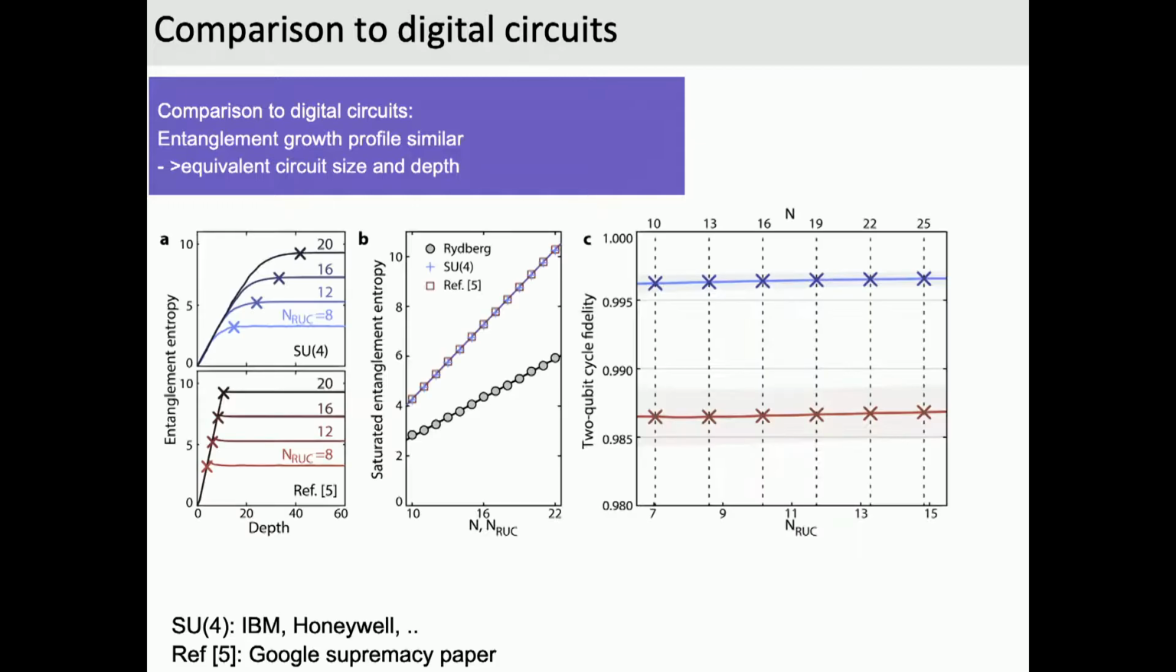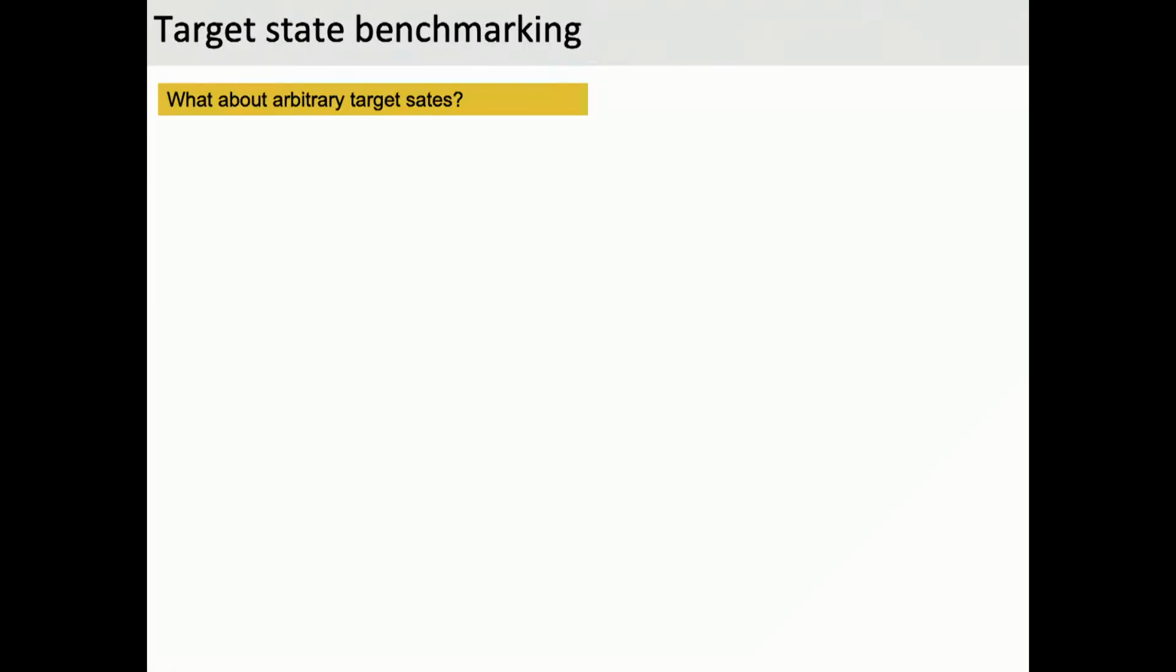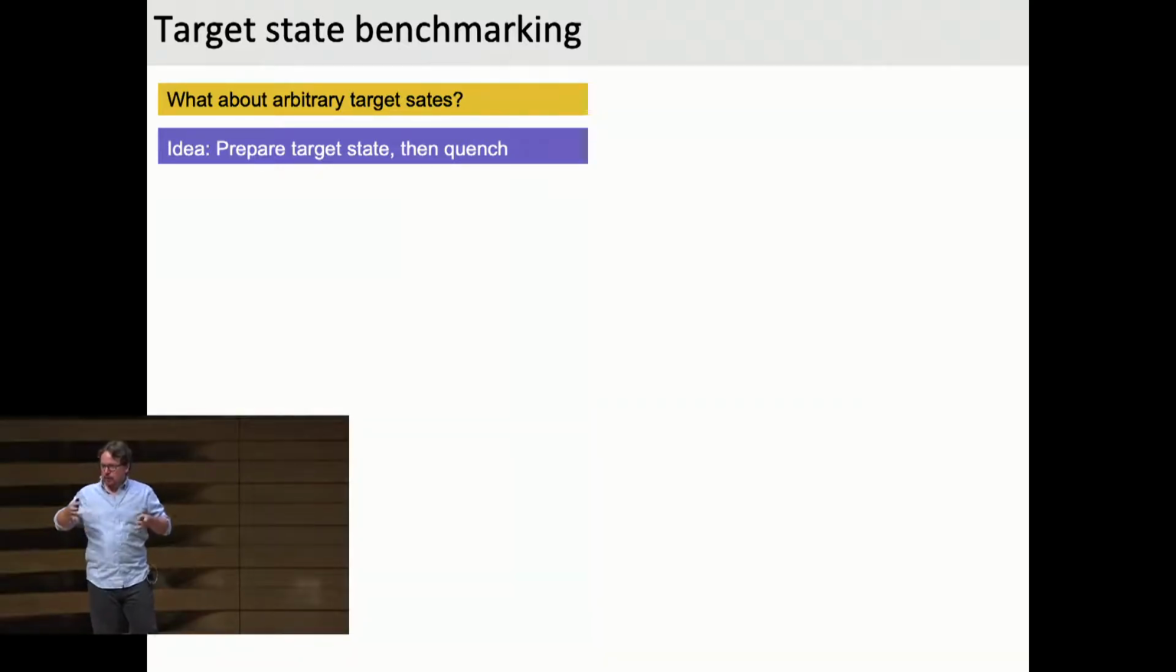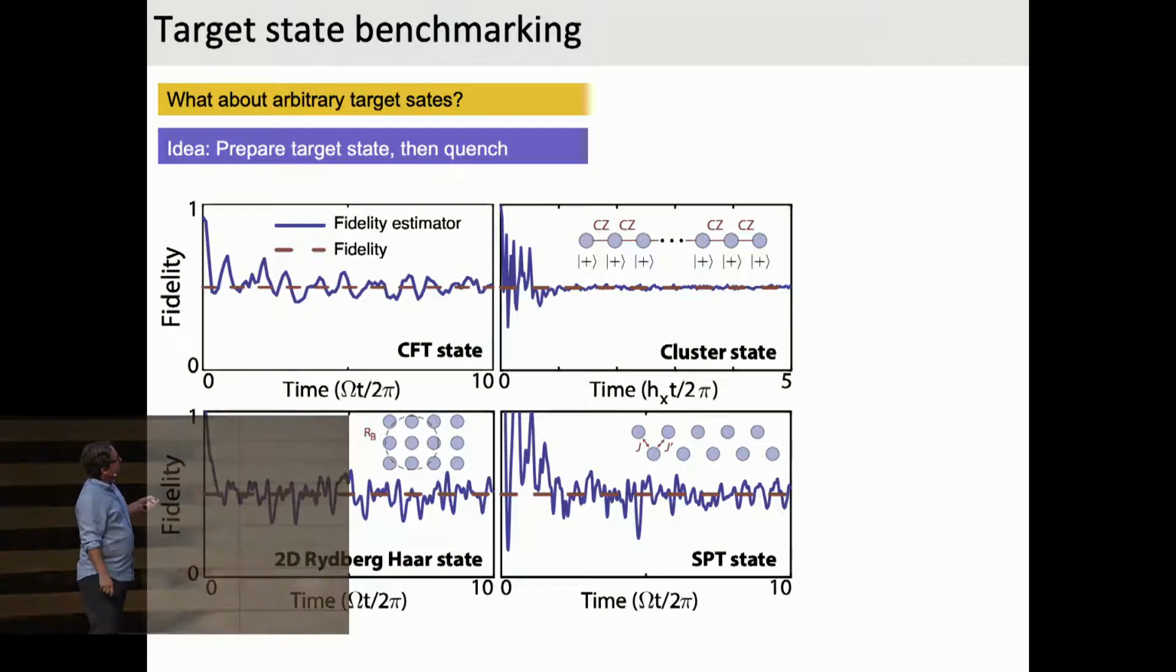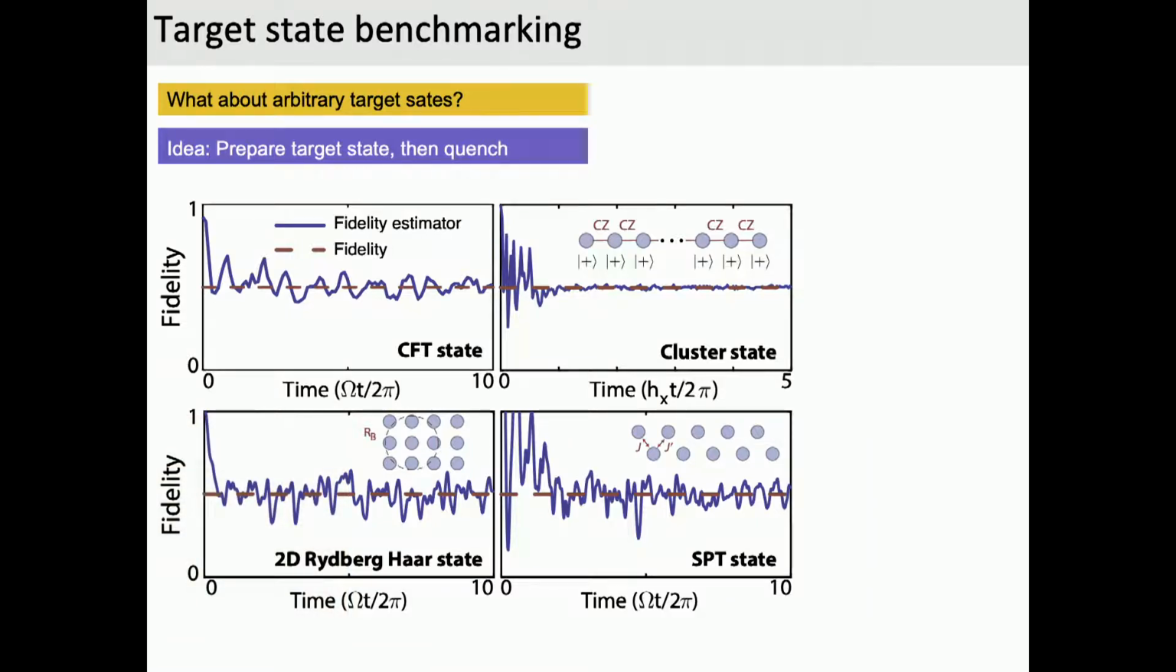We did a comparison to digital circuits that I'll skip. The outcome is we find equivalent 2-qubit fidelities in the 99 percent regime. And finally, you could ask about different target states. I talked just about quench dynamics, which is not the most general type of setting. The idea is you prepare your target state and then apply a quench afterwards. It turns out that in a wide range of circumstances, this converges to the right fidelity of the target state preparation. You can do this for all kinds of states, and it works out basically.